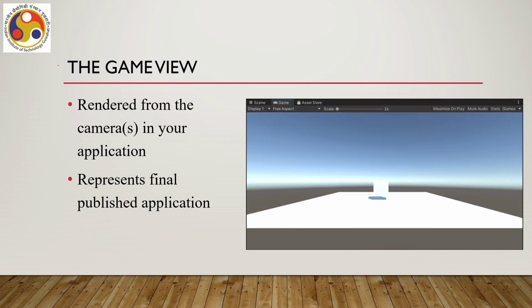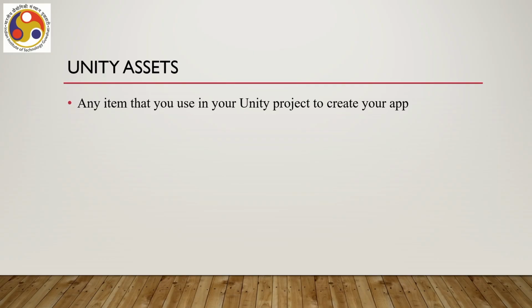The next thing is the game view. Once you are done with your system building, and you think that you have developed a scene, you can view the final scene from the game view. Scene view is the developer's view, game view is the final view. Here in game view the scene is rendered from the camera set by the developer, and it represents the final published application or the deployed application. So, that is one support you get with Unity.